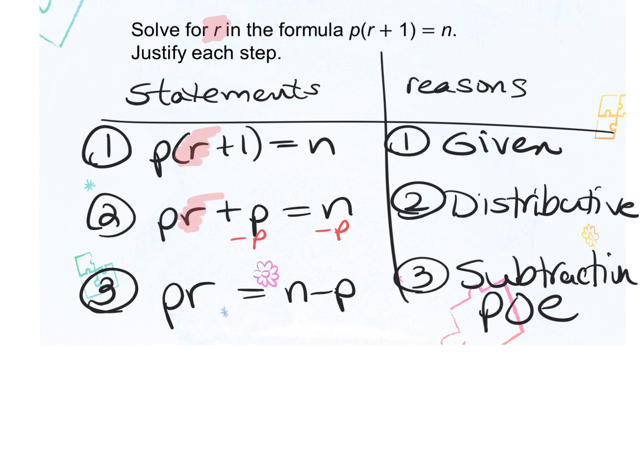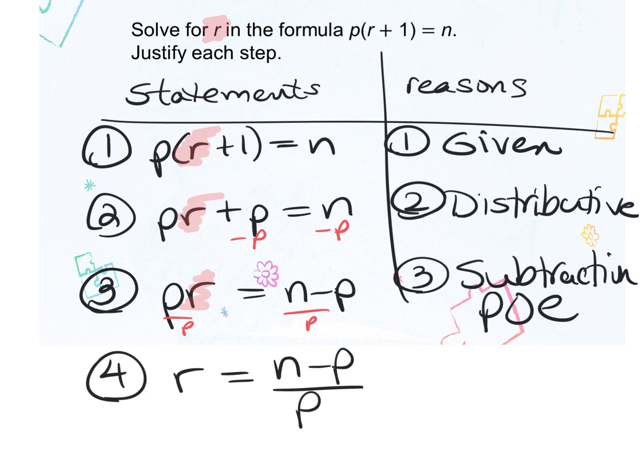And then lastly, to get r by itself, all I'm going to do is divide both sides by p. So my final step is r is equal to n minus p divided by p. And this is the division property of equality. Those p's do not cancel. You're going to leave it just like that.